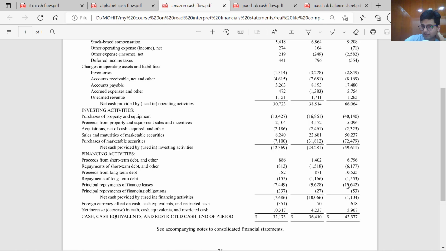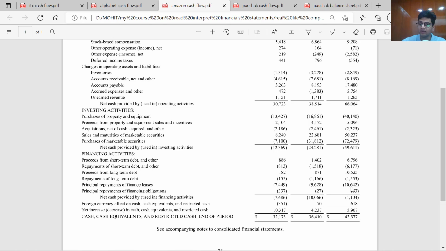Now, what has happened in financing activities? Well, Amazon has issued short-term debt, but it had repaid short-term debt also, resulting in almost around $500 million in increase in short-term debt, because proceeds exceed the repayment by around $500 million. They have received long-term debt of $10 billion, but again, they have repaid long-term debt, and they have repaid leases, and they have repaid financial leases.